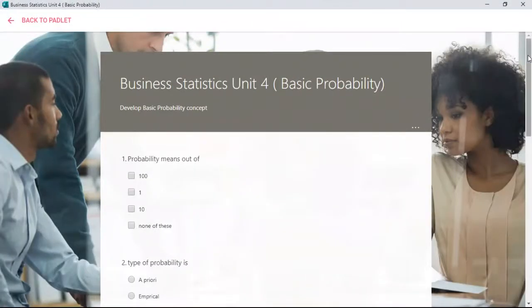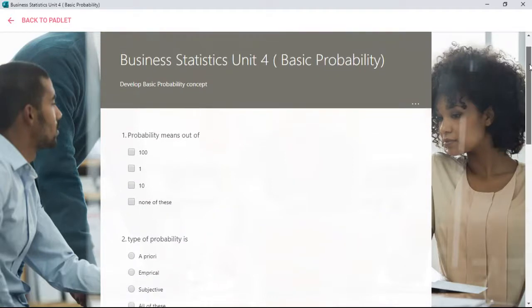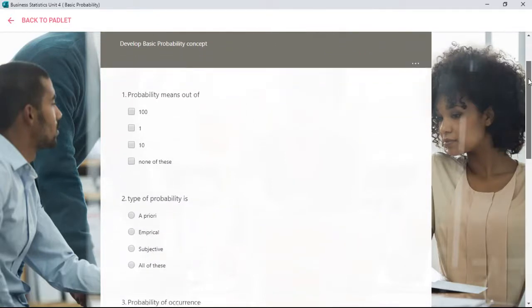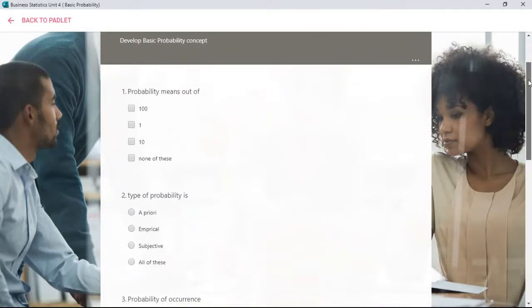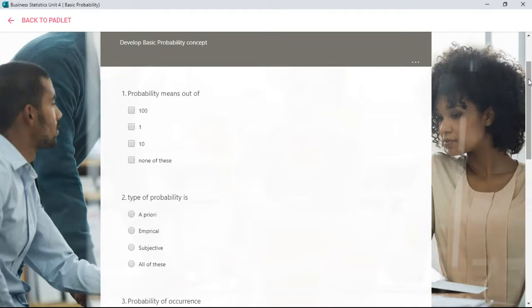Some of you have asked what is probability. Probability means, what is the answer? Which one is the correct answer? Probability means out of 100 or out of 1. If I say 20%, then you see it is a percentage, and if 0.2, it means probability. Some of you have asked, please explain probability once again. So probability means, all of you can answer.